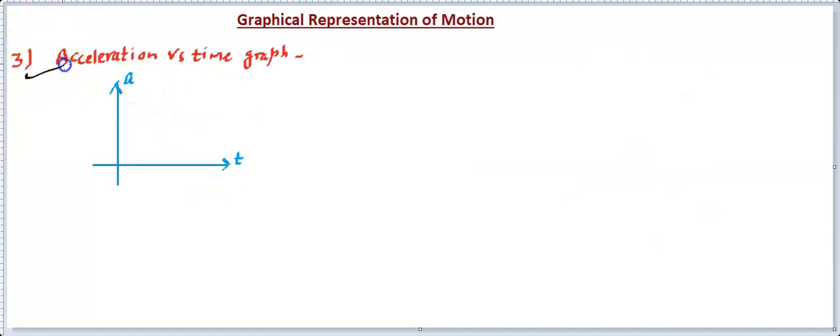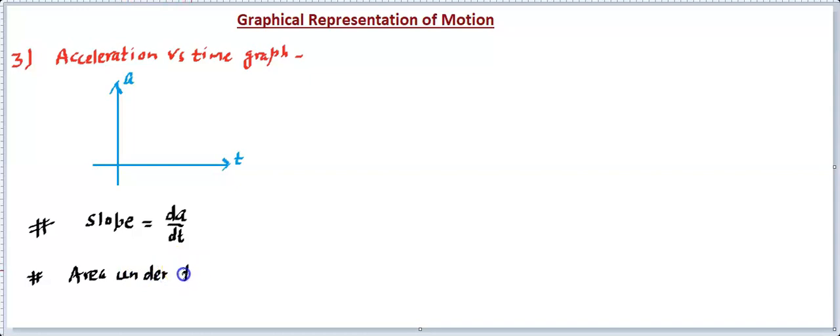Next important basic graph is the acceleration versus time graph. Whenever there is an acceleration versus time graph, the important point that you need to keep in mind is the slope. So if you measure the slope, you are going to get it as dA by dt. And another important thing is the area under the graph. So in all graphs, we will be looking for these two things, area under the graph and the slope. And then we will say which quantity is useful for us and which is not. So this is going to be A dt. Now dA by dt is not any physical quantity that we have defined, right?